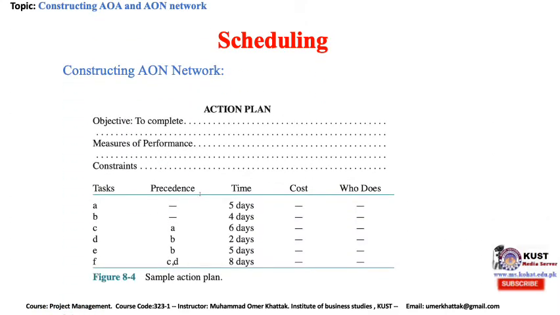We have a sample of an action plan, an example, a simple one with 6 activities, tasks which are known as A, B, C, D, E, F, and their predecessors are shown as: activity A does not have any predecessor, activity B does not have any predecessor, activity C has activity A as predecessor, and activity D has activity B as predecessor. Now we have to construct the activity on node network from this action plan.